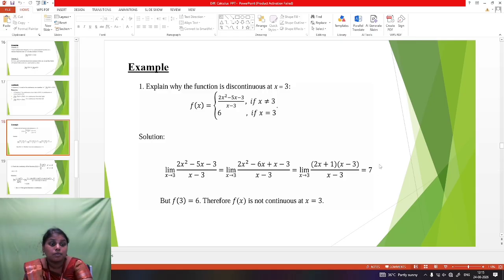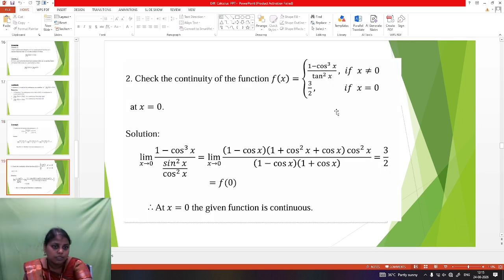In the previous problem, the given condition was 6 but we got the result 7, so it is not continuous. Here, the given condition is 3 by 2 and we get the result also 3 by 2, so it is a continuous function.